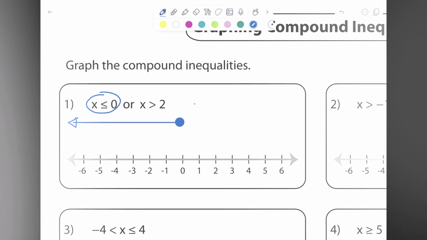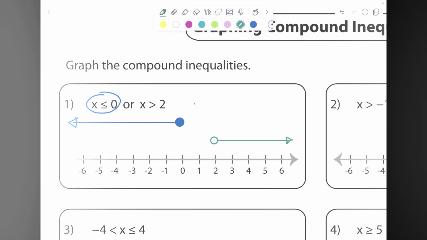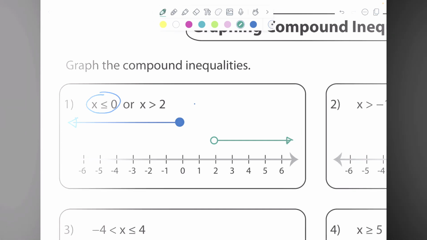I'm going to change my color to a different color, and then I'm going to draw x is greater than 2. So I'm going to draw a circle above 2, and then I'm going to draw greater than. Now because this is a regular greater than symbol, I am not going to color in these circles.